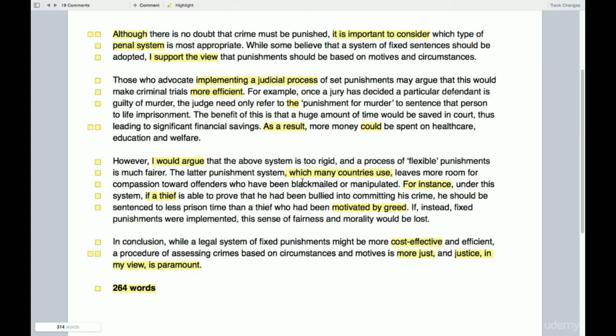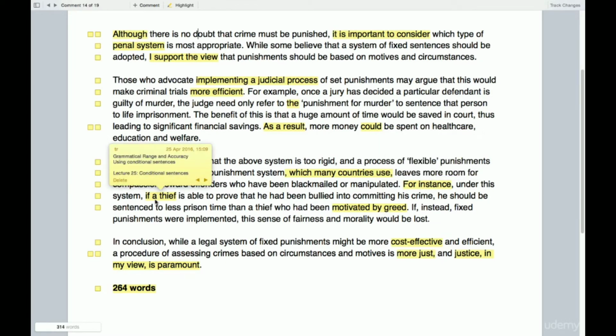For instance, under this system, if a thief is able to prove that he had been bullied into committing his crime, he should be sentenced to less prison time than a thief who had been motivated by greed. 3 bits of language to look at here. First of all, for instance, we're using an example to support and develop a point, which is very important for task achievement. You can learn about this in Lecture 15, Developing Ideas. If a thief.